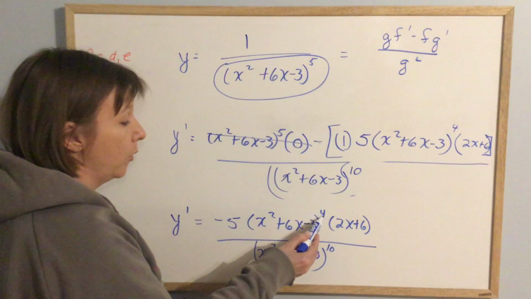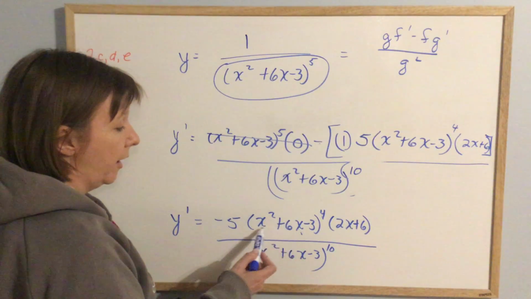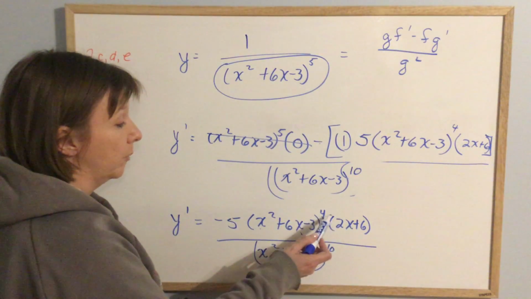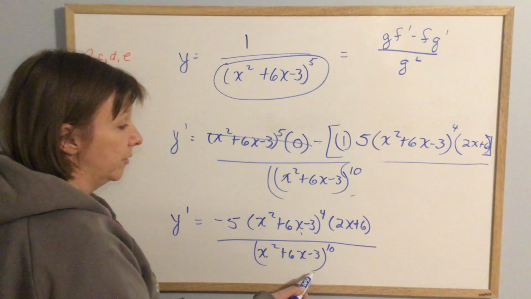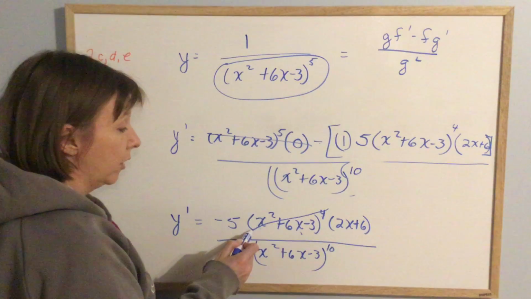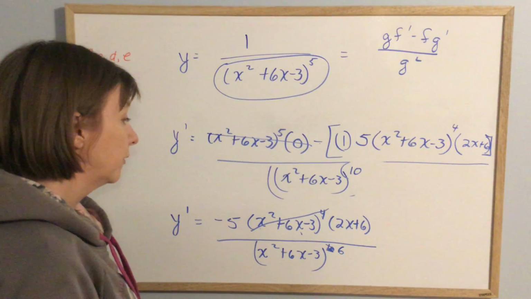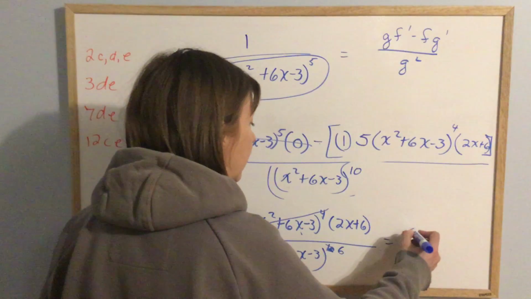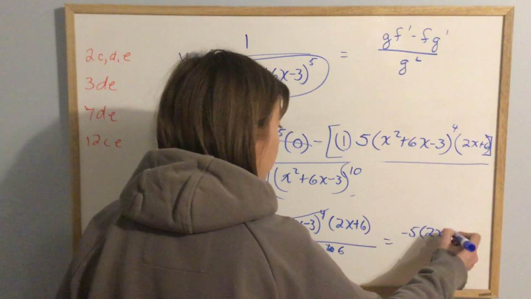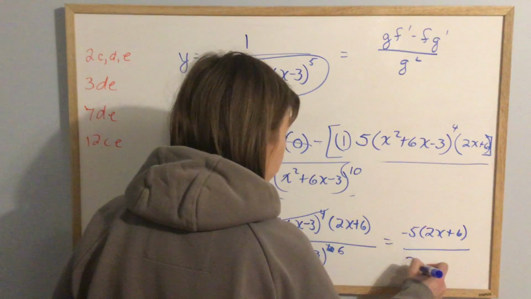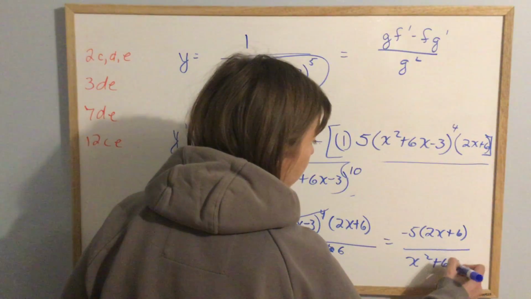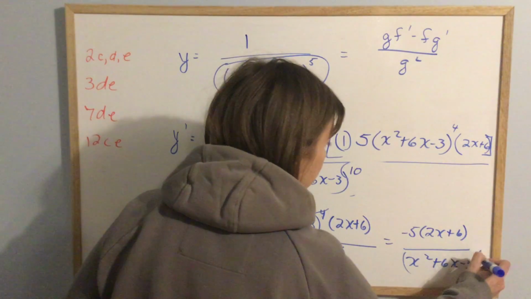Well, if I have 4 of these brackets up here, I have 4 x squared plus 6x minus 3's, and I have 10 of them down here. These 4 will cancel 4 of these, and I will just have 6 of them left. So what do I have left? I have negative 5 times 2x plus 6 all over x squared plus 6x minus 3 to the 6th.